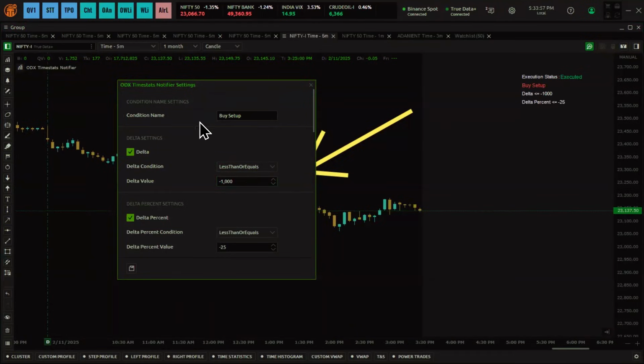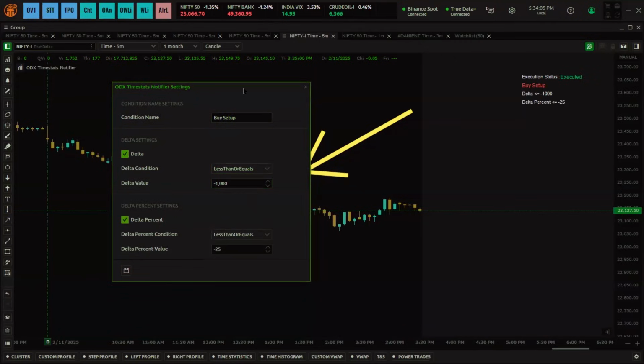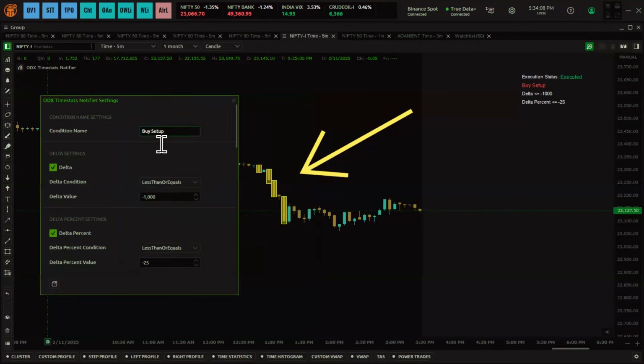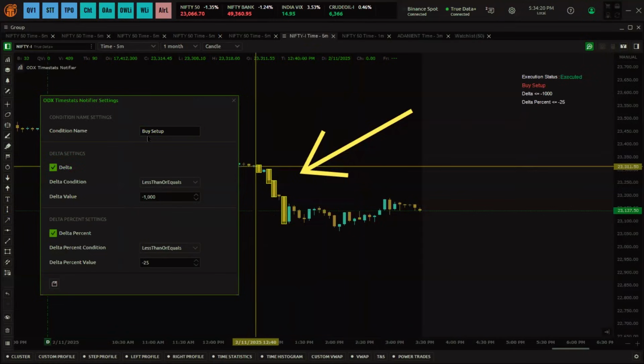In these settings, you can create some custom setups which will give you alerts based on your setups. The setup that I have created, say I want to buy a put. I'm looking for a buy put setup where I look at the Bank Nifty future, or I can just say this is a sell setup.